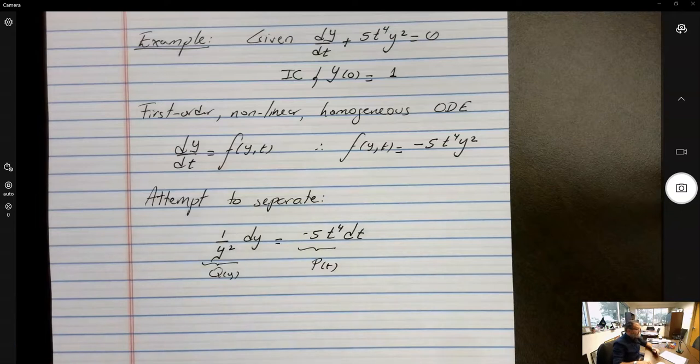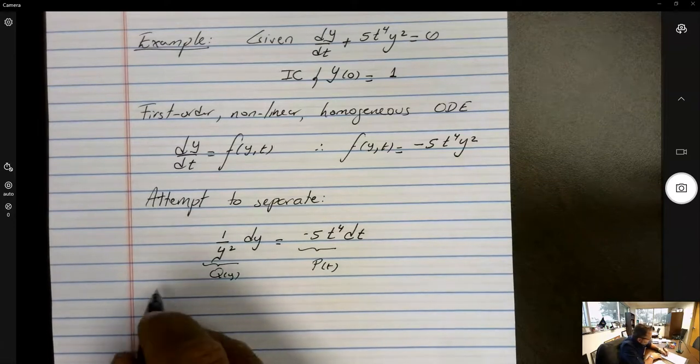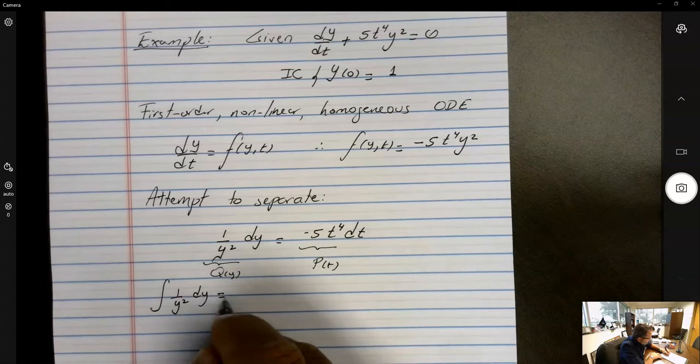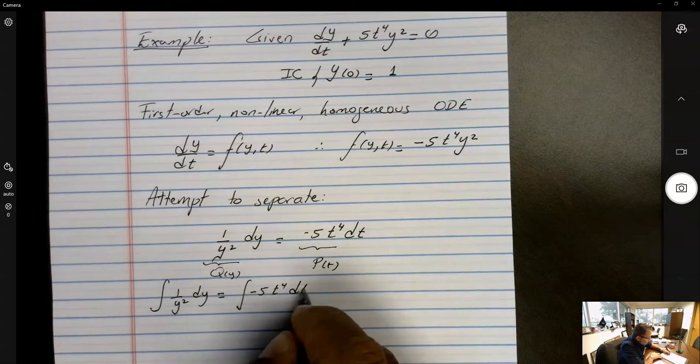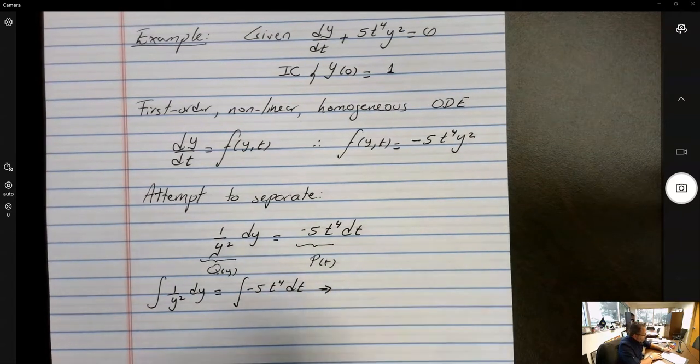So if I integrate the left and I integrate the right, if this is equal to this, that means that this is also equal to this. Right? So that means I can take the integral of 1 over y squared dy, which is y to the power of minus 2. That will be y to the power of minus 1 over minus 1.